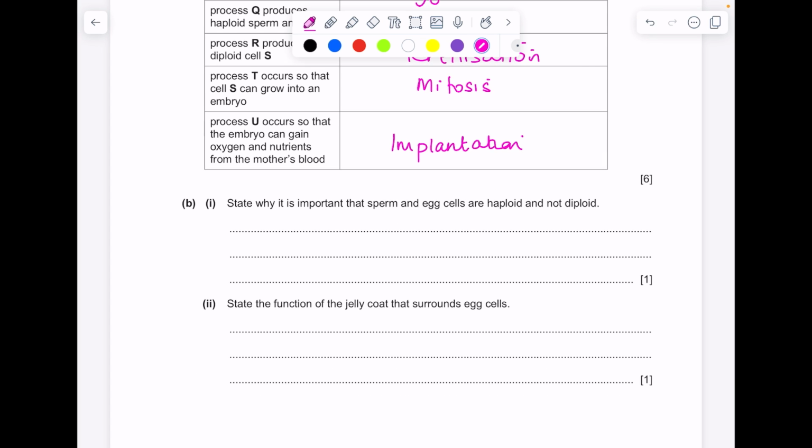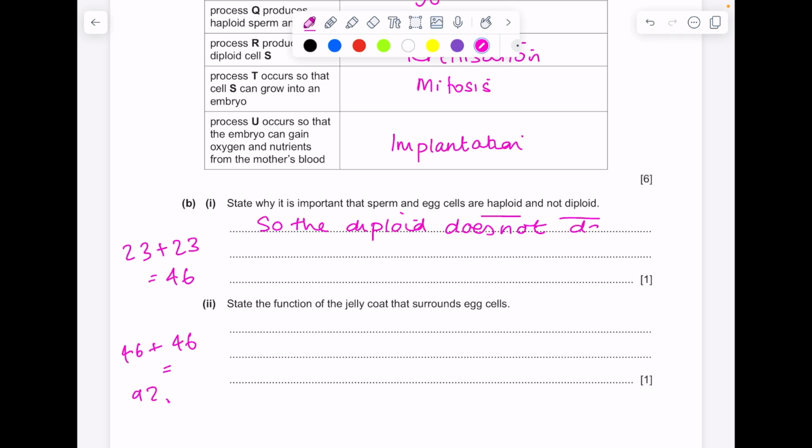State why it is important that sperm and egg cells are haploid and not diploid. Well, you'd keep doubling up the chromosome numbers, wouldn't you? If when they met, you had two diploid cells meeting, you'd go from having 23 plus 23 producing 46 to 46 plus 46 making 92. So the diploid number does not double at fertilization. You could even say what I'm talking about here, e.g. 46 plus 46 making 92.